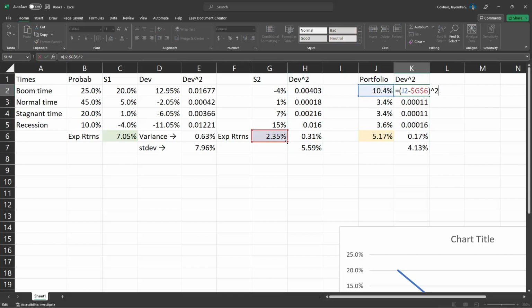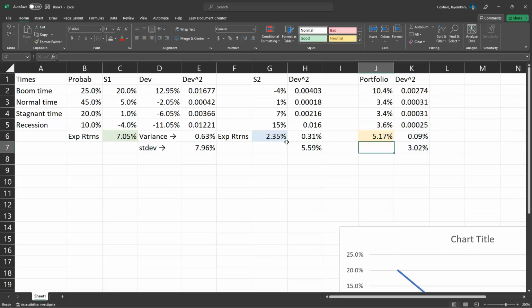Look, so instead of G6, we have to do J6. J6, J6, J6, and J6. So look, J6, take the deviation and square it. J6, take the deviation, square it. Take the deviation, square it, and then SUMPRODUCT with the probabilities of the deviation squared. That gives us the variance, and the standard deviation is the square root of variance.